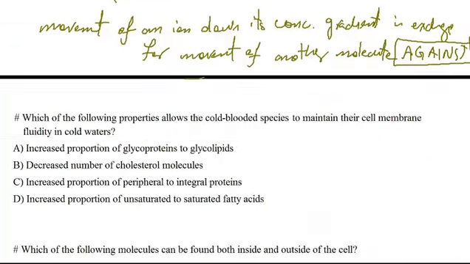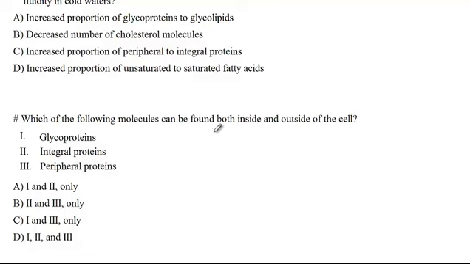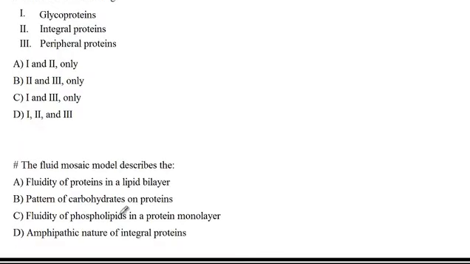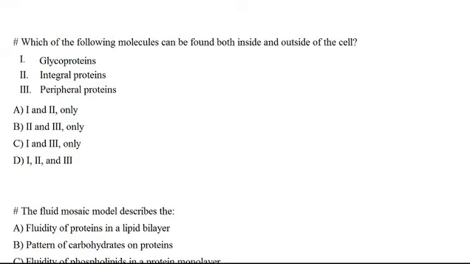Which of the following properties allows the cold-blooded species to maintain their cell membrane fluidity in cold waters? Next question is, which of the following molecules can be found both inside and outside of the cell? The third question is, the fluid mosaic model describes the... Alright, so if you need more time, you can go ahead and pause the video. Otherwise, I'm going to start with answering the first question.